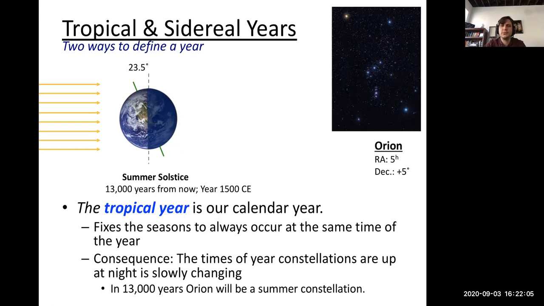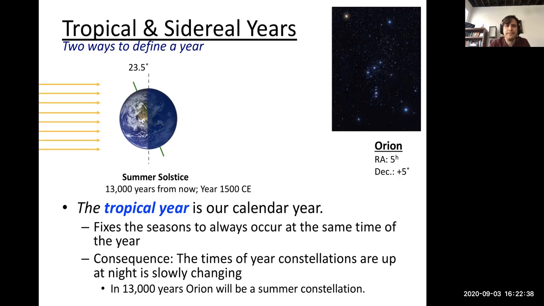So Orion has become a summer constellation. If you think about this with the signs of the zodiac, then all of those signs are changing. 13,000 years from now, they'll be complete opposite. So if you're a summer sign of the zodiac, in 13,000 years, that'll be a winter sign of the zodiac, except they don't account for that. So really, everything's about a month off. So if you were born a Gemini, you're not really a Gemini, you're a Taurus.